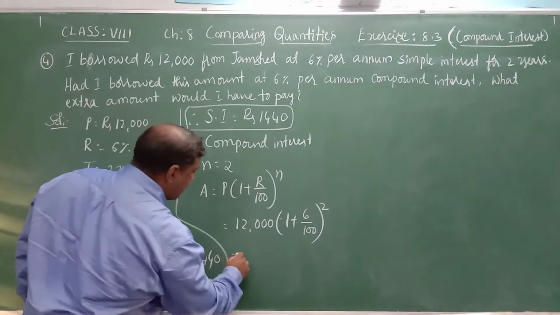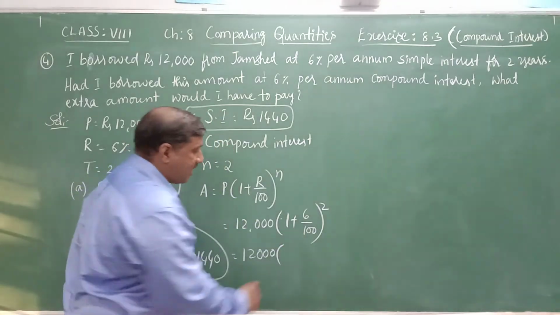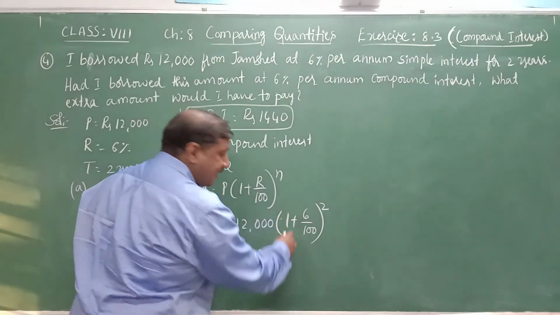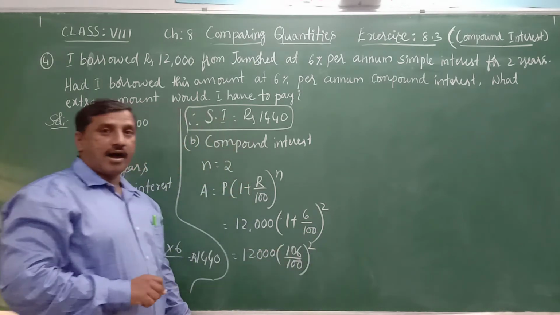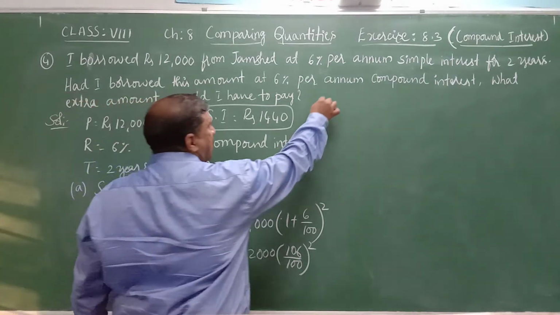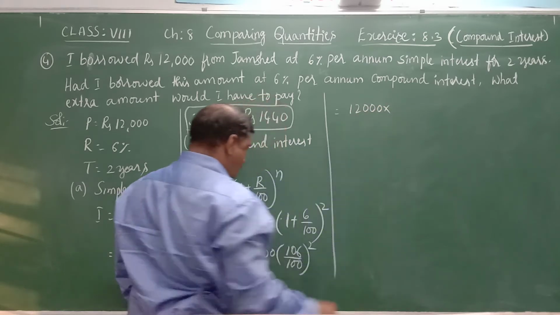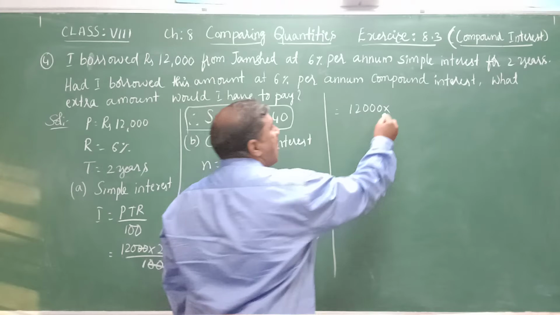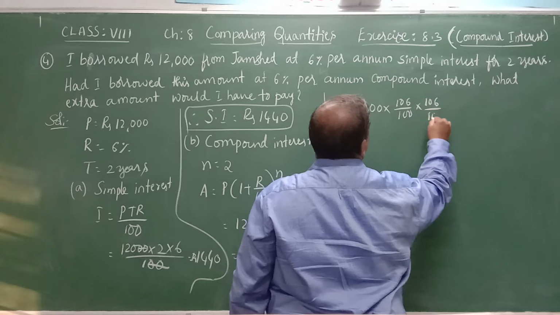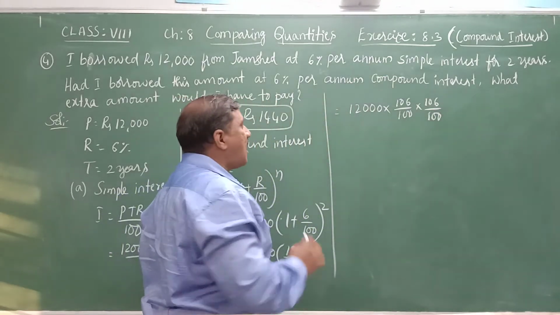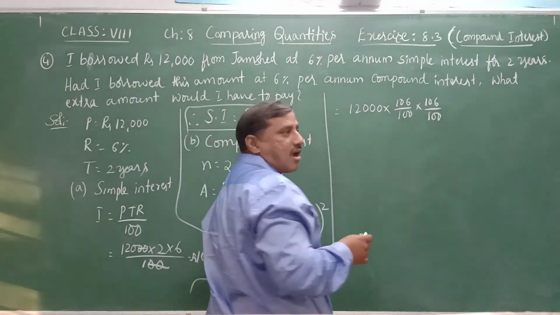Now simplify this. 12,000, take LCM for 1 and 100, it is 100. 100 into 1 is 100, 100 plus 6 is 106, divided by 100 whole square. Now simplify this: 12,000 into 106 by 100 into 106 by 100. Now simplify this, and we will get the amount we have to pay after 2 years when it is calculated as compound interest.